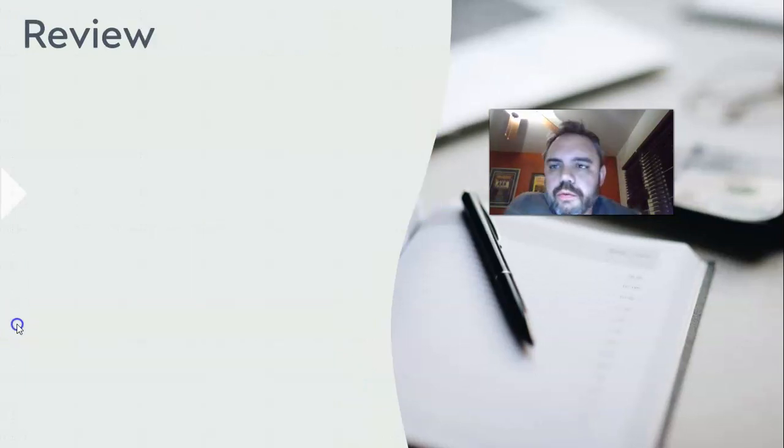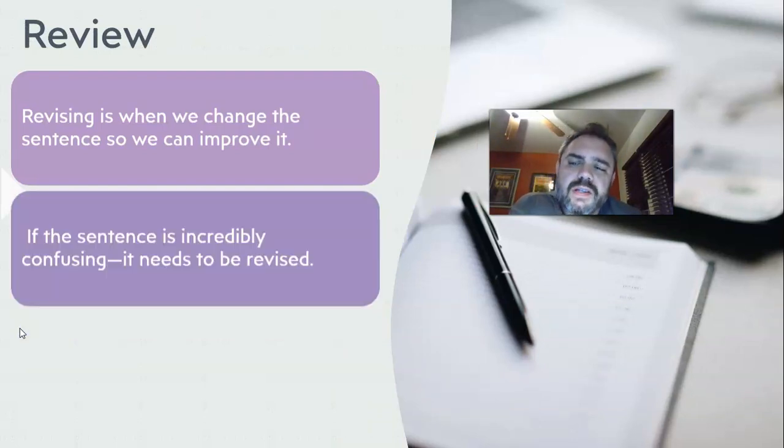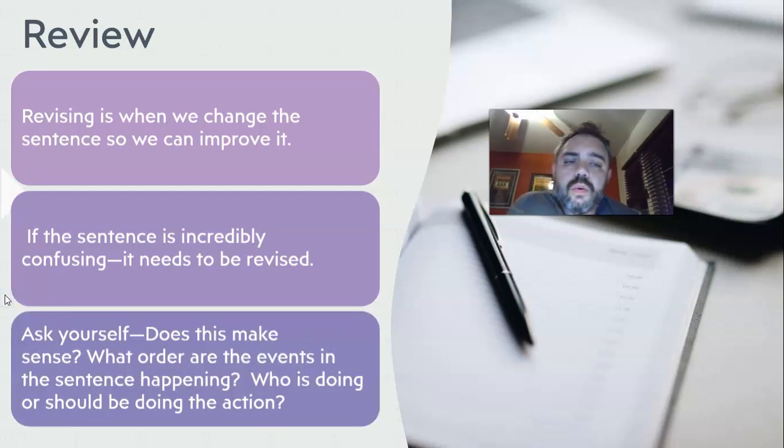All right, let's move on to a quick review. Revising is when we change the sentence so we can improve it. If the sentence is incredibly confusing, it's the one that needs to be revised. But spoiler alert, on the STAR test, they're going to tell you which one needs to be revised. But in order to revise your sentence, you need to ask yourself a couple of questions as you read. Does this make sense? What order are the events in the sentence happening? What order do they need to happen in? And who is doing or should be doing the action? Okay? And so ask yourself a bunch of questions.